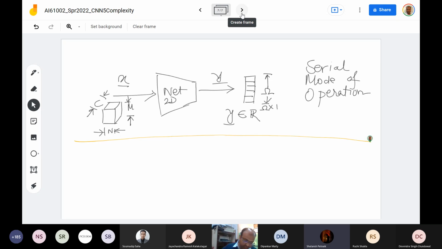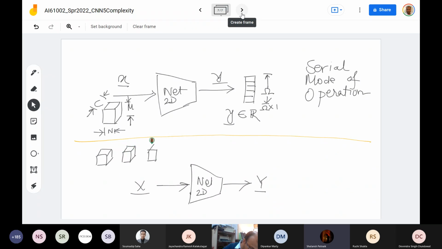Now, if I have a batch mode of operation, I will still have that 2D network. But on the input, I'm going to give you this X, and in the output, I get this Y. What is this X going to look like? My X is essentially a collection of a lot of these input 3D tensors. Each is a different image over here, and there are B such images.